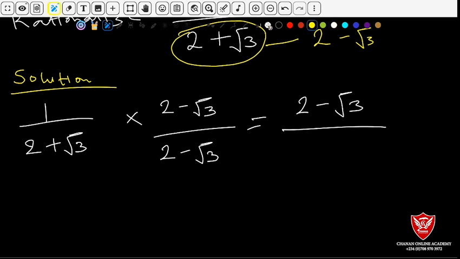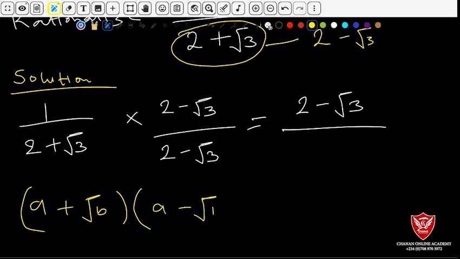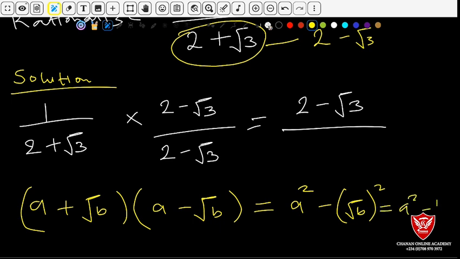Now, there's something you must take note of at this point. Whenever a surd is multiplying its conjugate, let's say we have A plus root B multiplied by its conjugate A minus root B, it is going to give us A squared minus root B squared. And this is further broken into A squared minus B, since the square is going to take out the root.